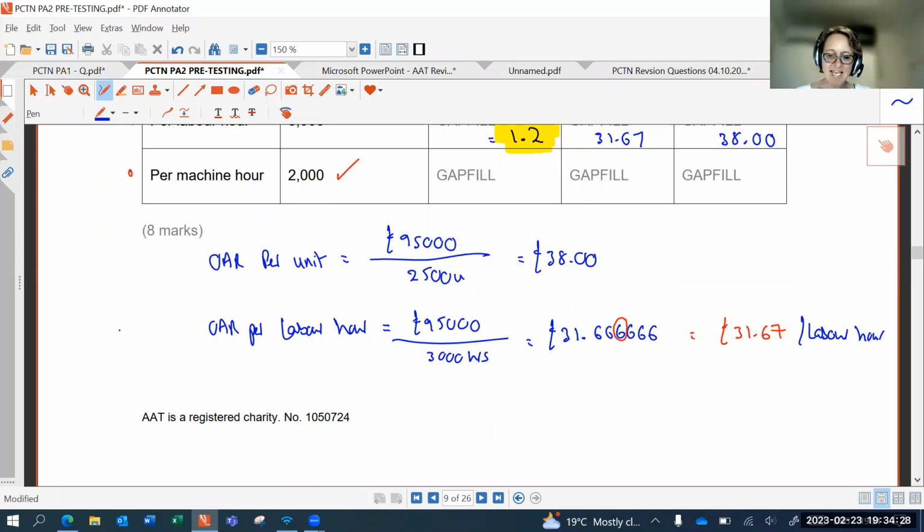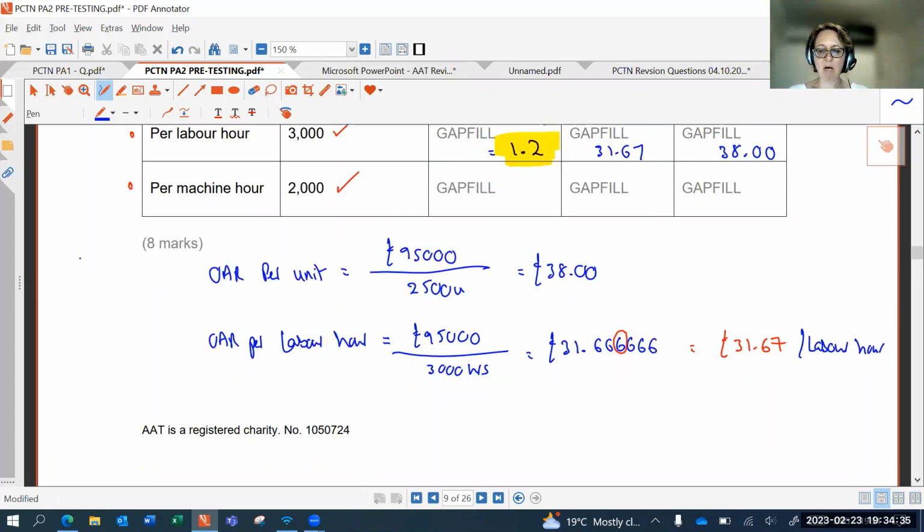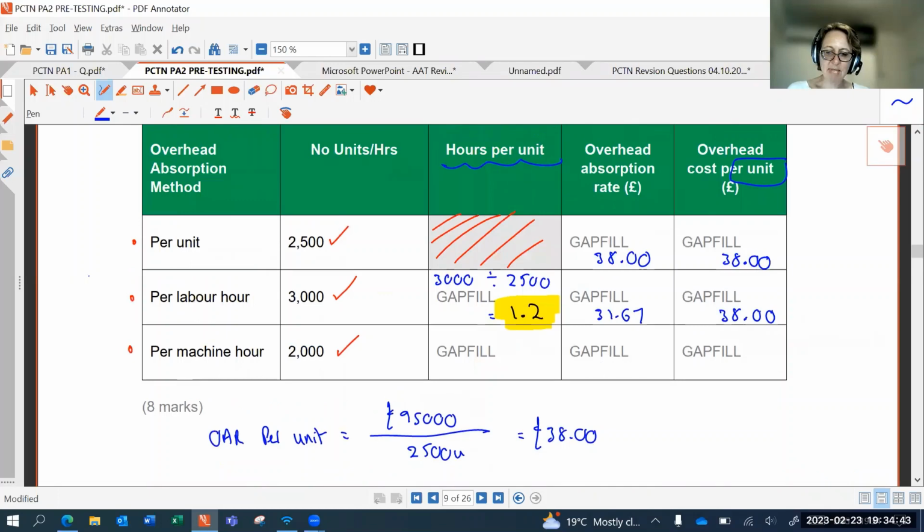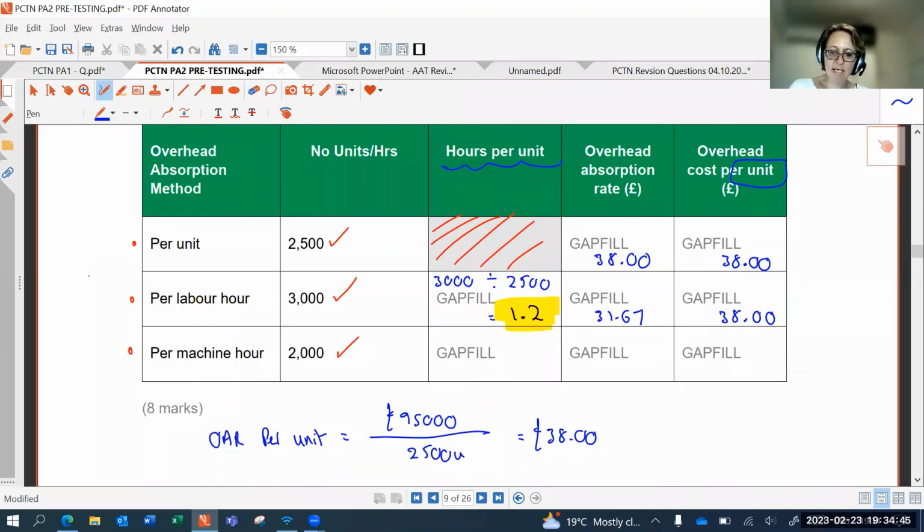Okay, so that's the OAR then for a full unit. £31.67 if it was just 1 hour, but it's not, it's 1.2 hours. So it needs a bit more. It needs £38. And then we've got the machine hours. Same idea, starting with the hours per unit. Remember what we said, take the hours, because I've got 2,000 of them, divided by the units. The per is like a divide. So 2,000 hours shared over 2,500 units.